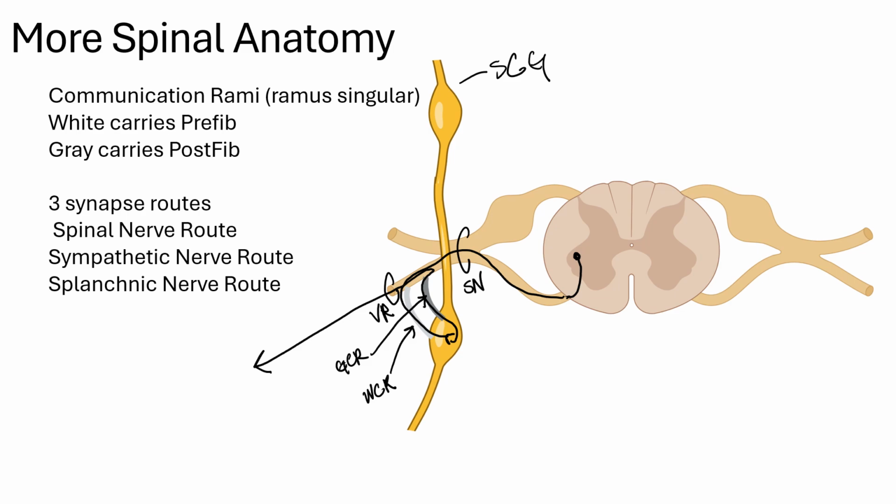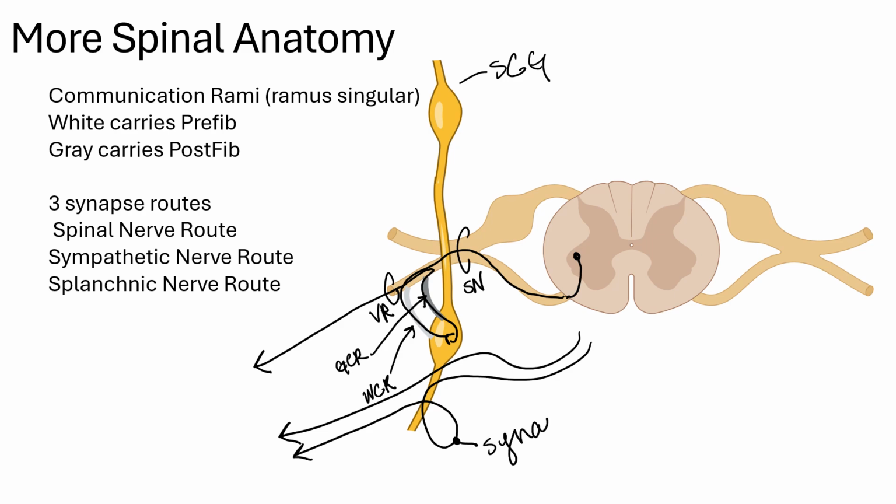So I just want to point out that using these communicating rami, it's just like a little detour, right? So instead of coming completely out the ventral ramus, which is what we're used to seeing with the spinal skeletal muscle, what's happening is we're coming out the ventral ramus and then just taking a little detour where the synapse of the preganglionic and postganglionic neurons would meet up.